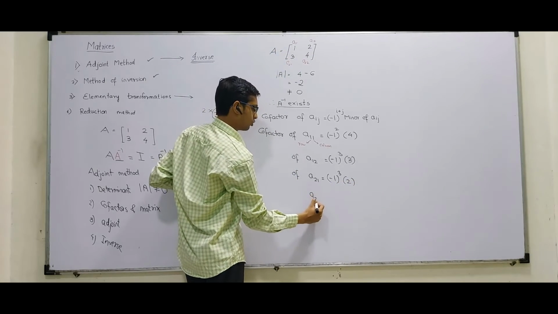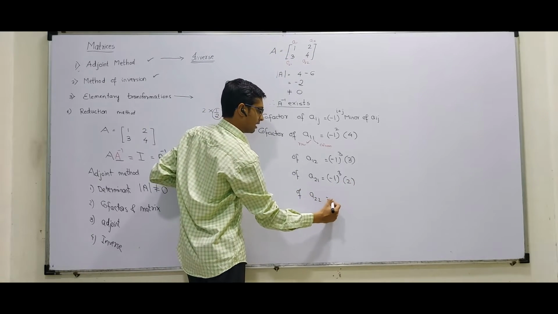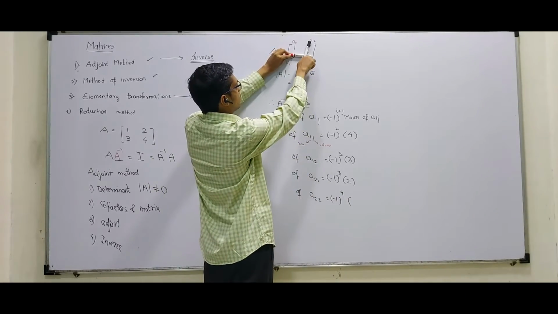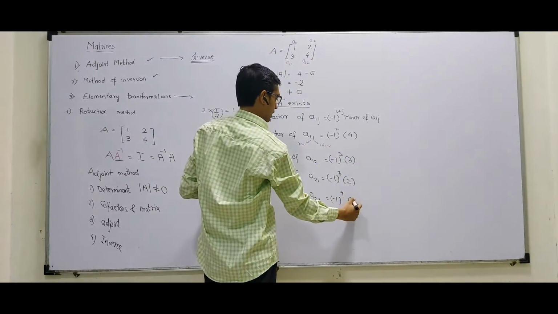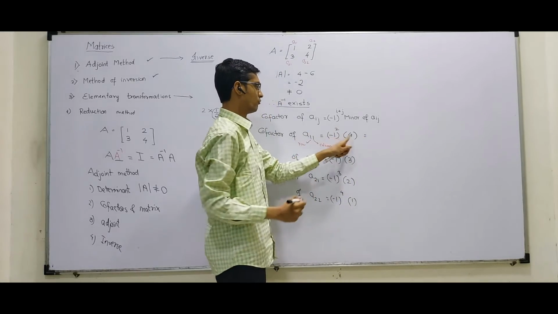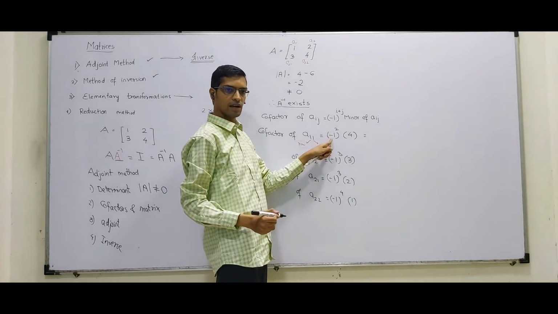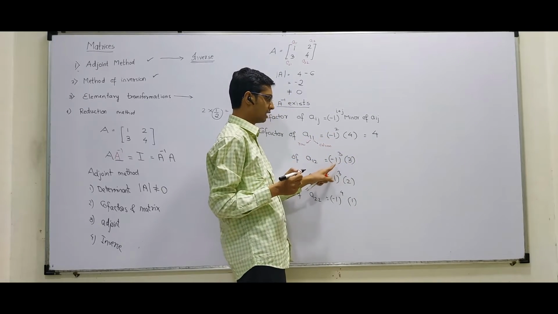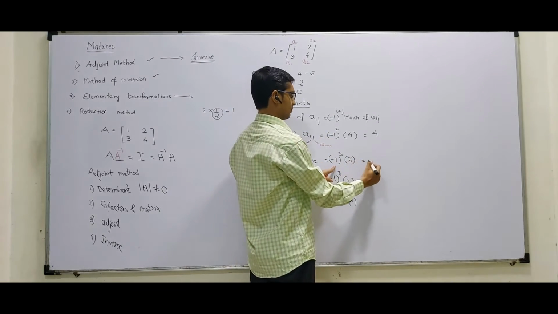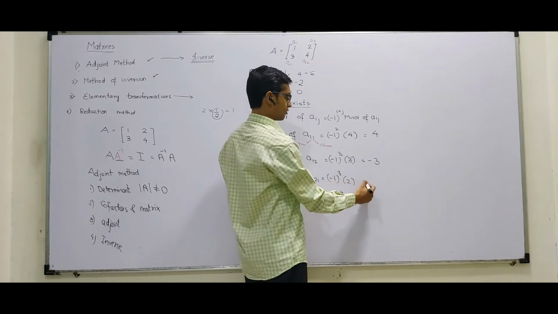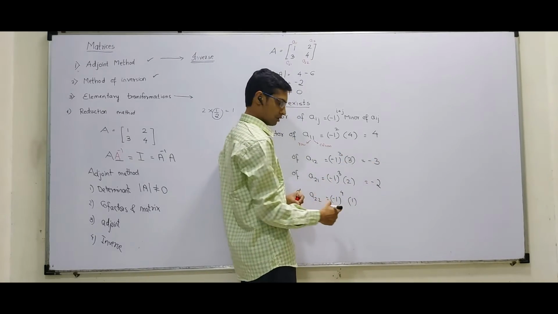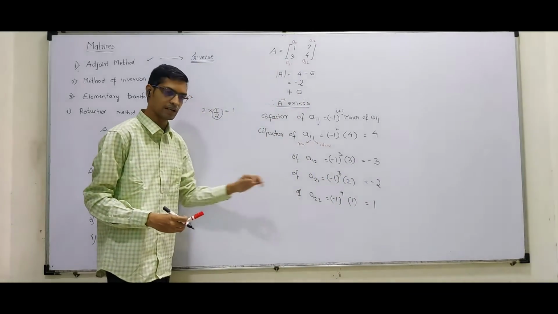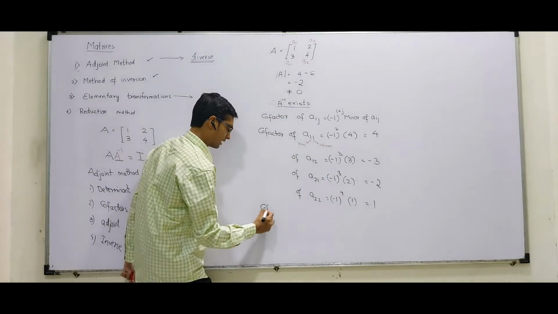And A22 क्या आएगा? -1⁴, second row, second column, 1. Now let us solve this. 4, ये पॉजिटिव 1 आएगा, so answer is 4. 3, ये नेगेटिव आंसर आएगा, so -3. This will also be negative, -2, and this will be 1. So once you get all the cofactors, you will write cofactor matrix.